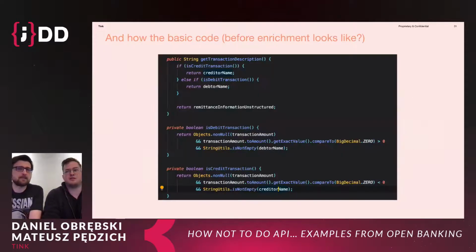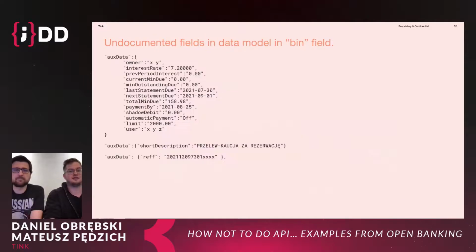Okay, and this is an example of our code, the basic code before the enrichment process, which gets this categorization and other stuff. You may notice that we can get as transaction description the creditor name, the debtor name, or this remittance information unstructured, and that also depends on the sign of the transaction amount. So if it's greater than 0, then we are taking this. And what happens if the banks change the logic? Because it happens, and they don't tell us about that. Why not? I think that this method should just return the description, and that's all.